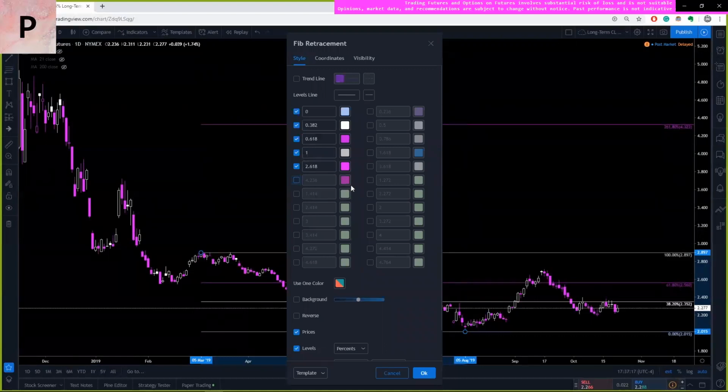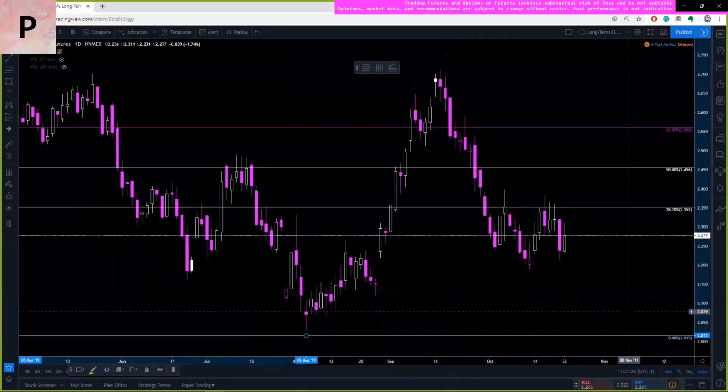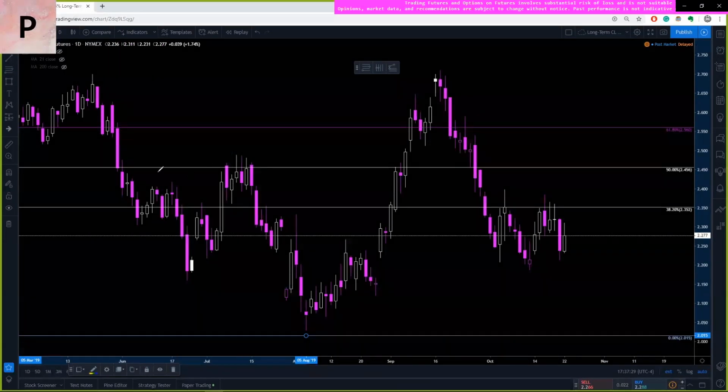If you guys are using TradingView and you want more TradingView tips and tricks, I have quite a few, and I would not mind going over those. But that's for another time. Let's focus on these Fib extensions, or retracements rather.